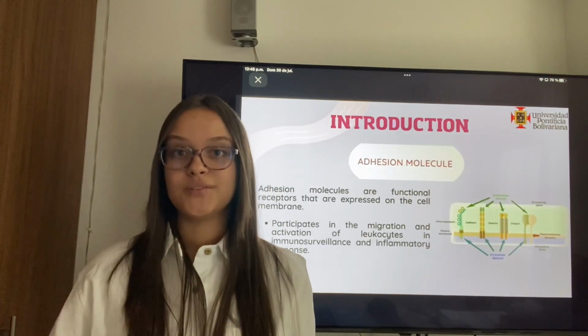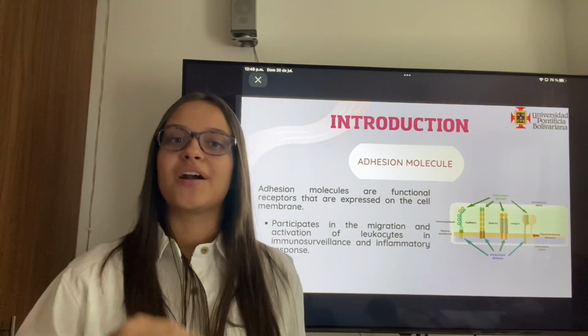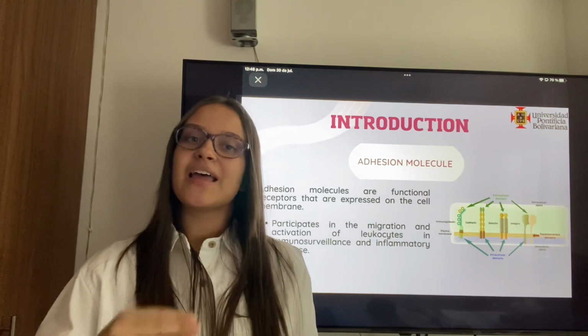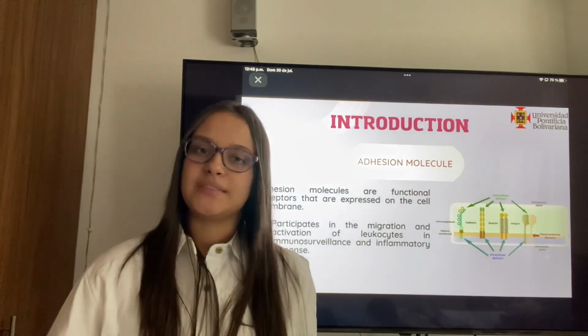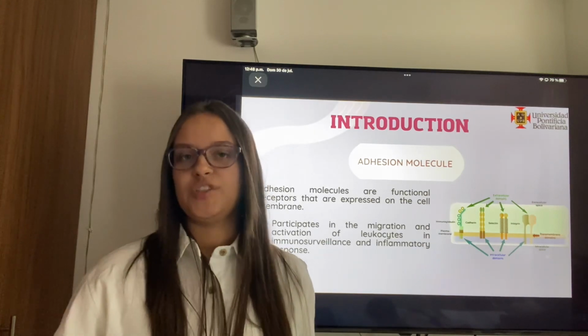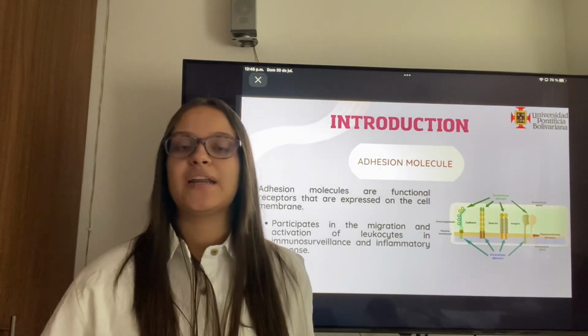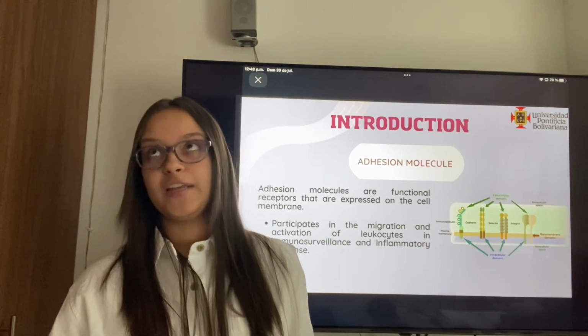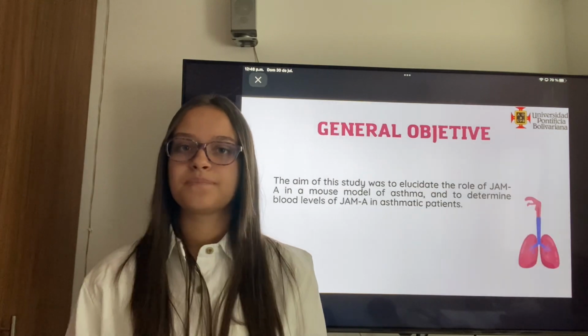We also have to know what the adhesion molecule is. Adhesion molecules are functional receptors that are expressed on the cell membrane and actively participate in multiple pathological phenomena. They also participate in the migration and activation of leukocytes, in immunosuppression, and in the inflammatory response.